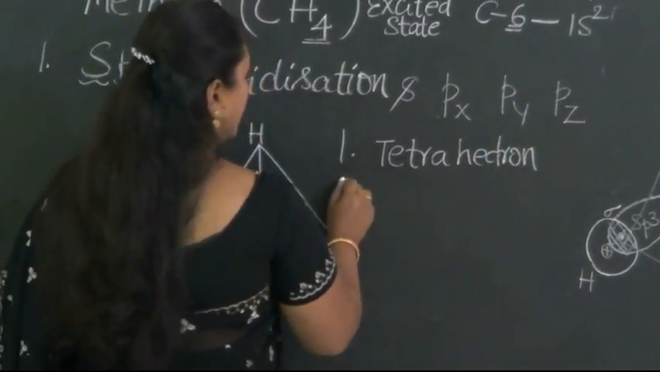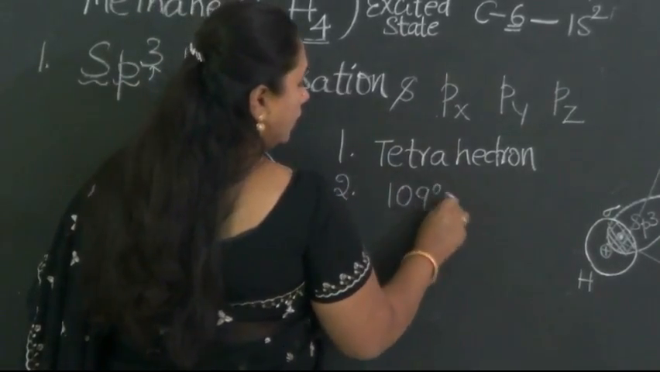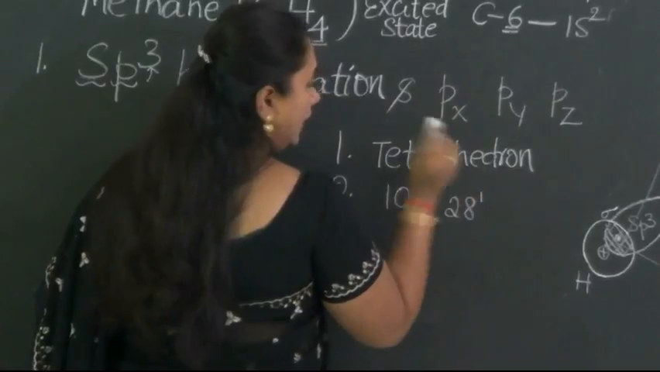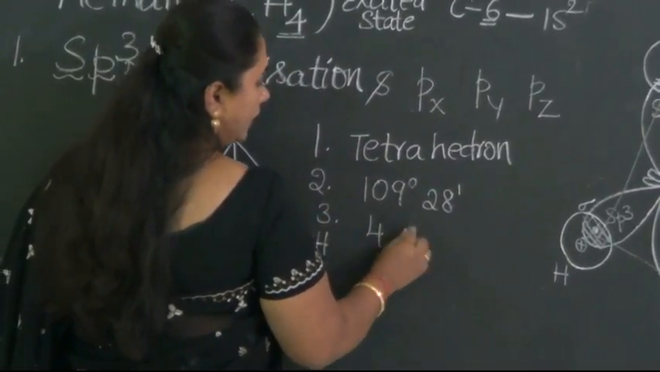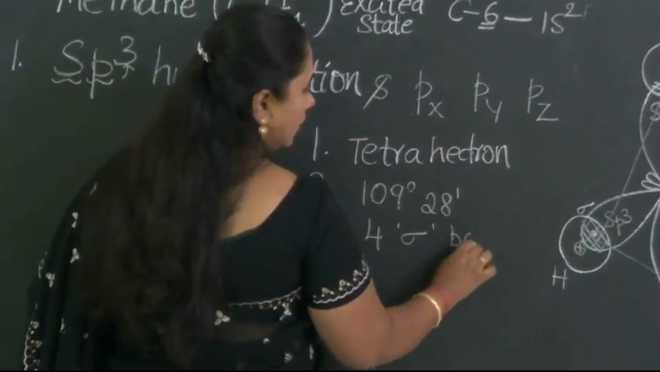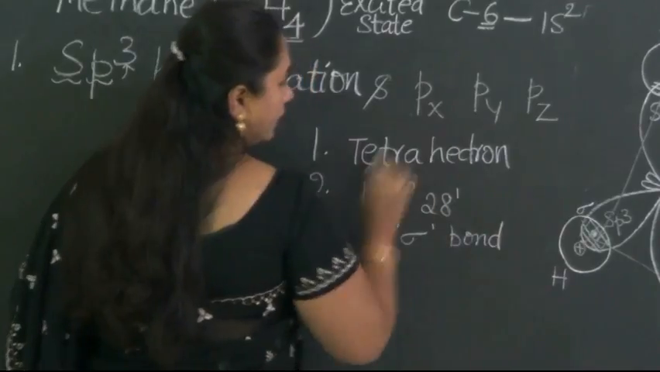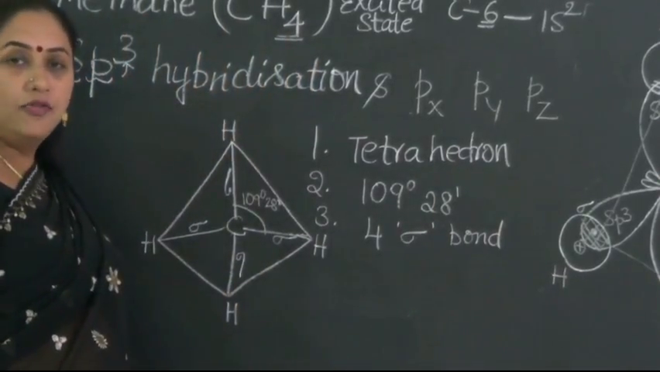Then the bond angle is 109 degree 28 minutes. And how many sigma bonds are there? 4 sigma bonds are there. So this is how the molecule of methane is formed.